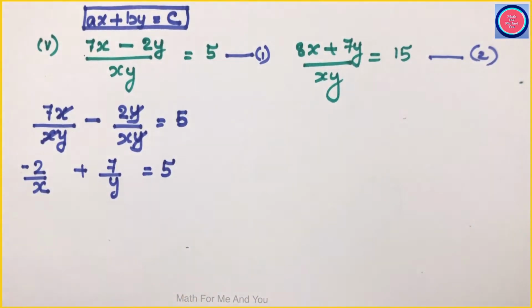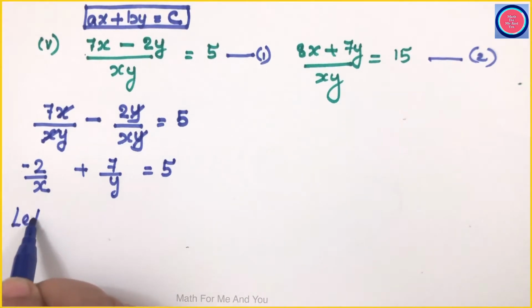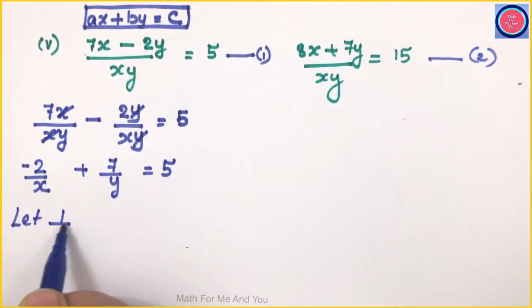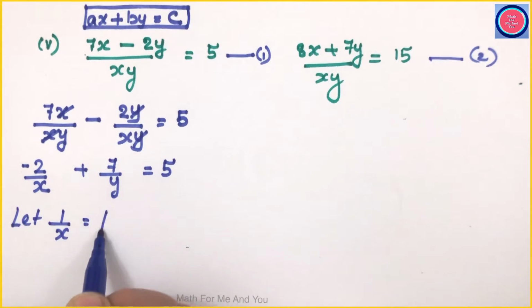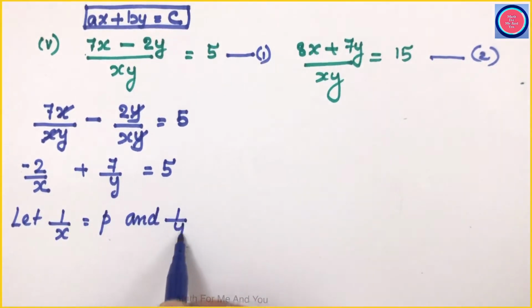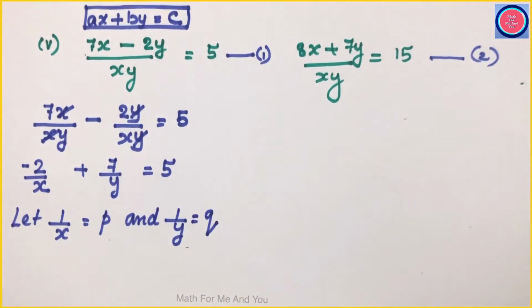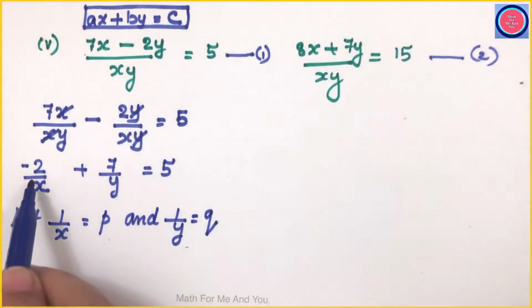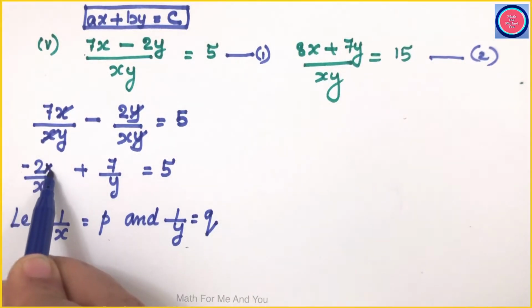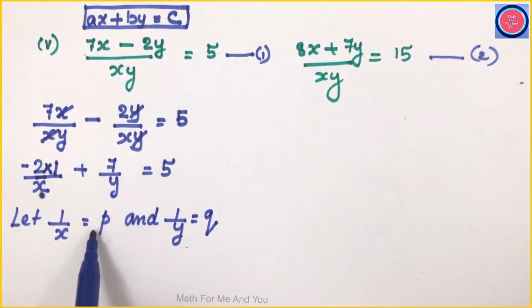Earlier we have solved this type of question. If the variable comes in the denominator, we take 1 over x and 1 over y as different variables and then we can solve them. Here we are taking 1 over x as a variable p and 1 over y as another variable q. Let 1 over x equals p and 1 over y equals q. Then the equation changes. We can consider this as minus 2 times 1 over x. That means 1 over x is p, so it becomes minus 2p.